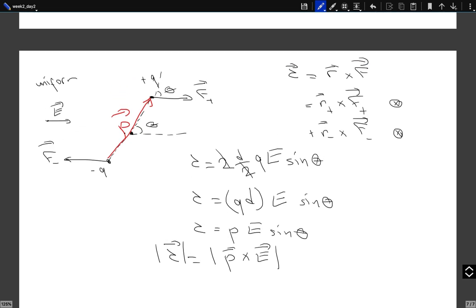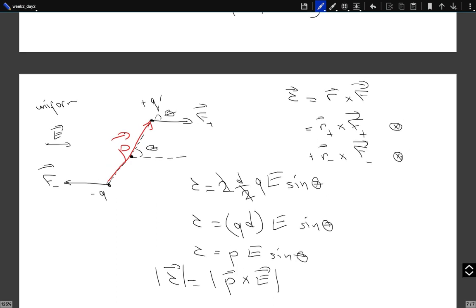So here we have P cross E has the same magnitude as the torque. Well, what about the direction of P cross E? You see, P is in that direction, E is in that direction. P cross E is into the screen. But we already said that the torque is also into the screen. So here we have two vectors, the torque vector and the P cross E vector. They have the same magnitude, plus they have the same direction.